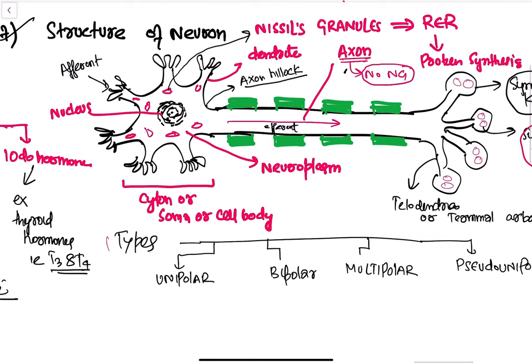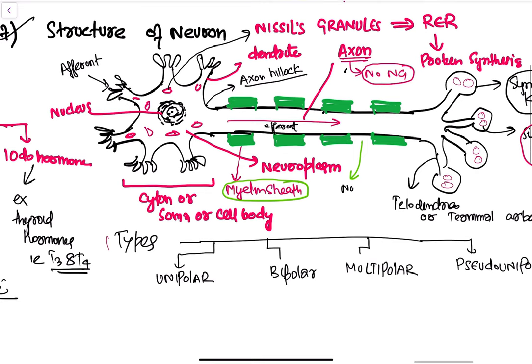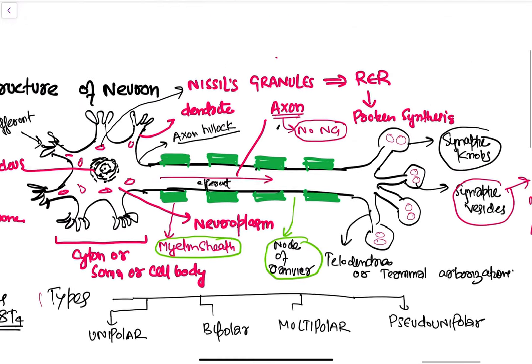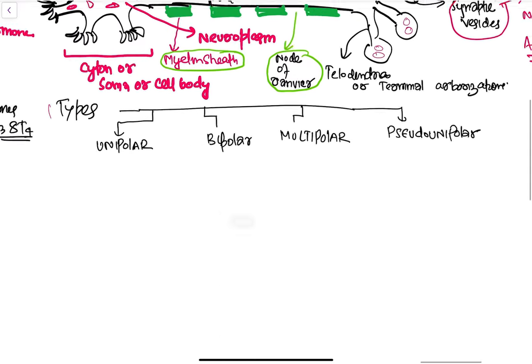Now you might observe this axon is covered by this insulating material, green colored insulating material, that is called myelin sheath. And the space between two adjacent myelin sheaths is called node of Ranvier. We should remember this thing. Node of Ranvier is the space between two adjacent myelin sheaths.